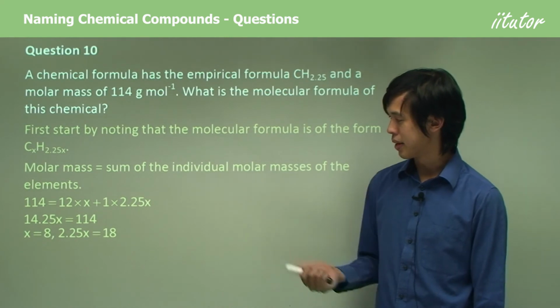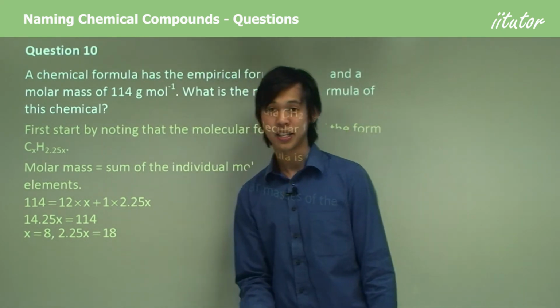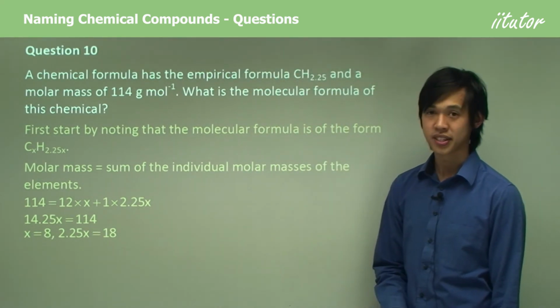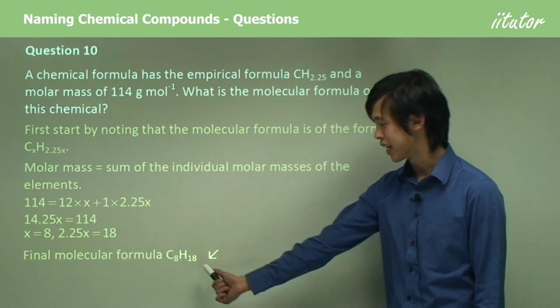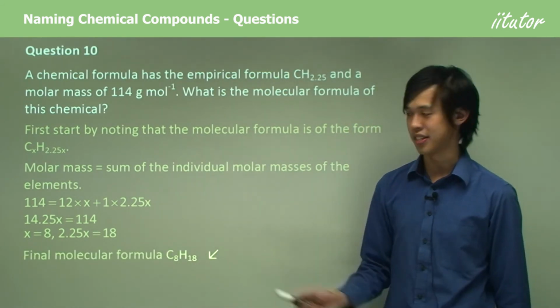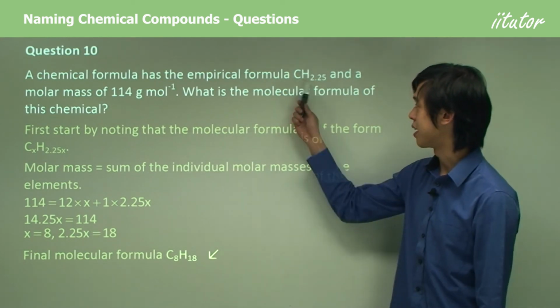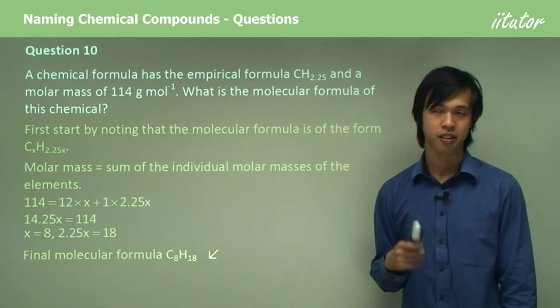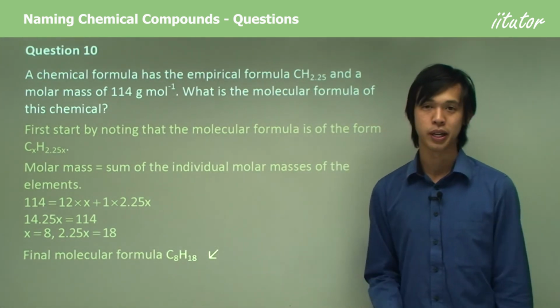Then if you divide by 14.25, you get X equals 8. And 2.25X equals 18. So the final molecular formula is C8H18. This is the actual molecular formula of this chemical. That happens to be octane, the main constituent of petrol.